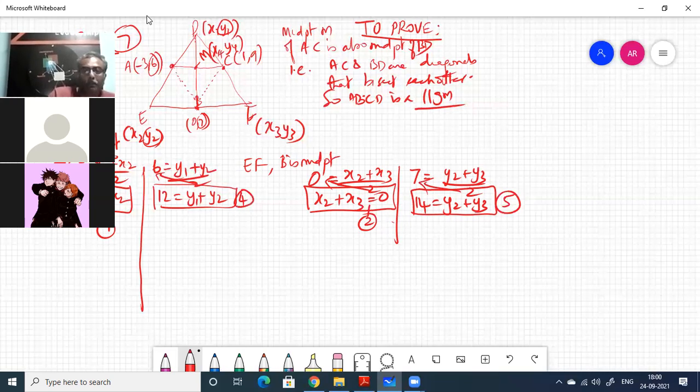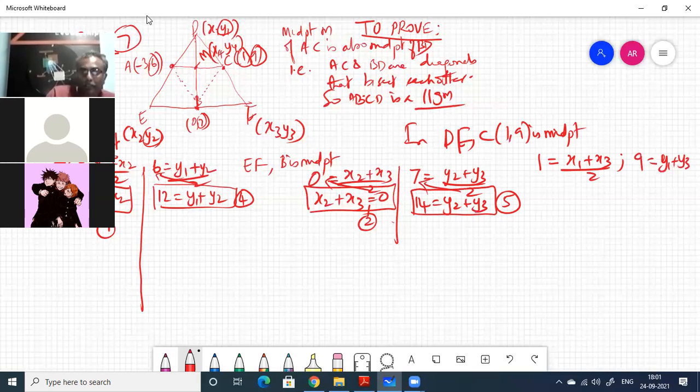Now, the other one is in DF. In DF, (1, 9) is the midpoint. Therefore in DF, 1 is equal to (x1 plus x3) by 2, and 9 is equal to (y1 plus y3) by 2. This is y1, this is y3. In DF, this line DF, you understand?